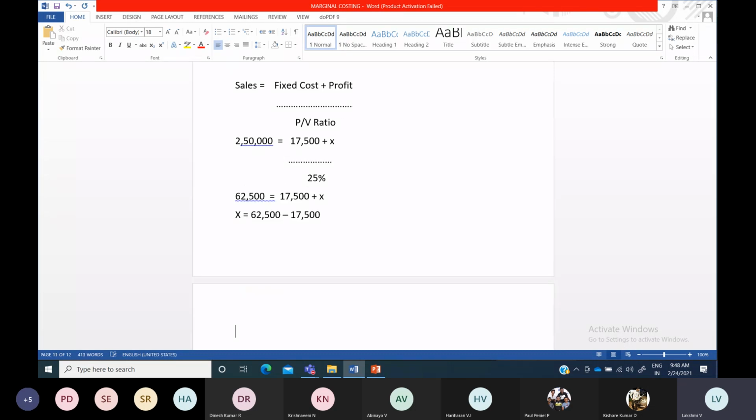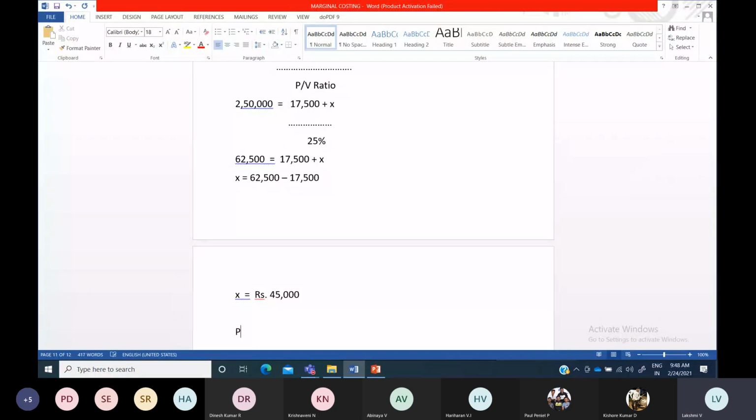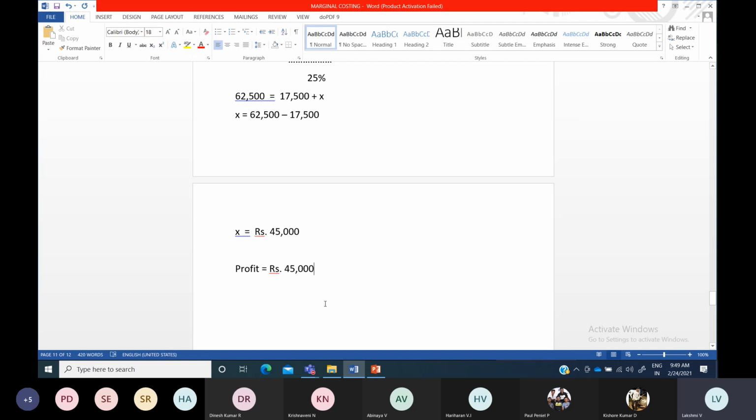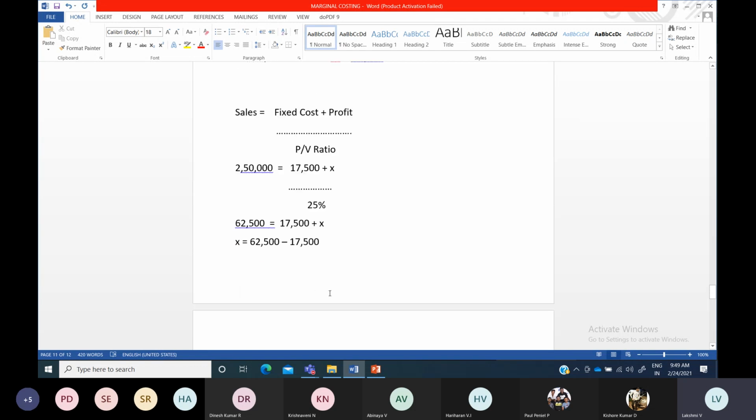So now you can use small letter x. Okay. Now we can find out your X value. That will be your profit. 62,500 minus 17,500, your amount is 45,000. Okay, ma. So what does this amount mean? Therefore, profit is equal to rupees 45,000. Okay. So profit is 45,000.